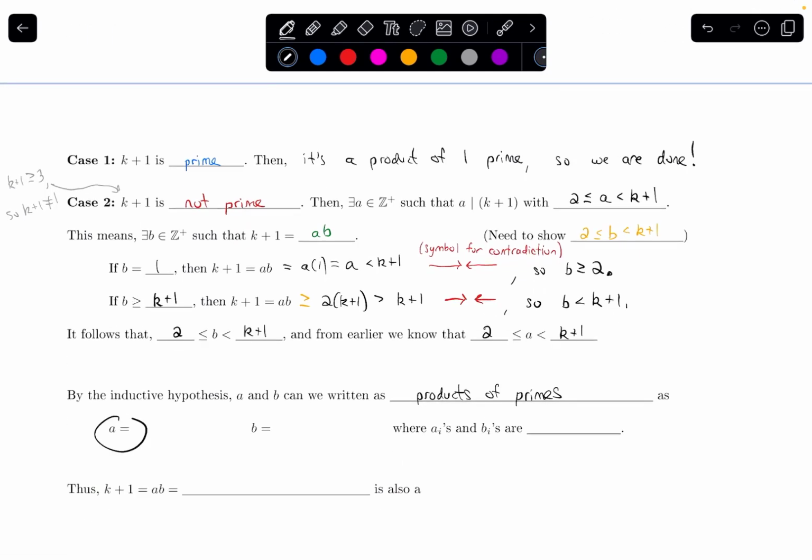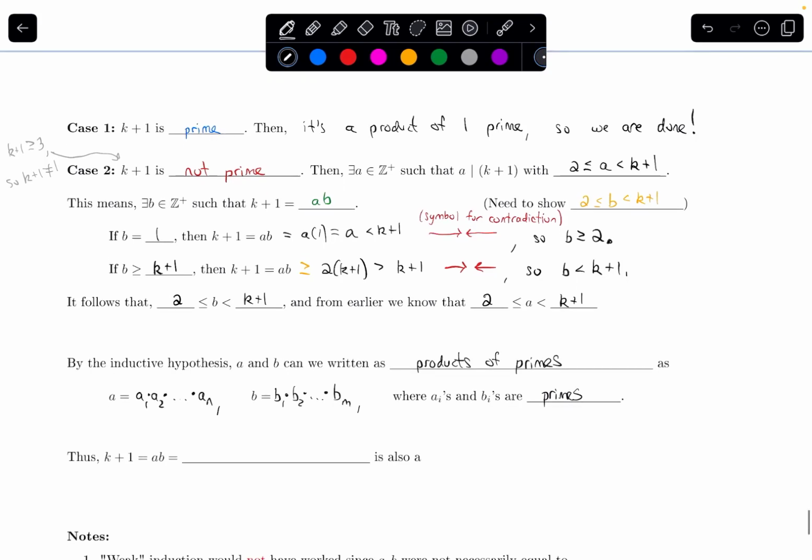Maybe for the a, I don't know what the primes are that make it up, but I'll just call them some variables. Let's say a is a1 times a2 times dot dot dot times up until an. So let's say a is a product of these primes. And let's say that b similarly is b1 times b2 times dot dot dot up until bm, where these ai's and bi's are primes.